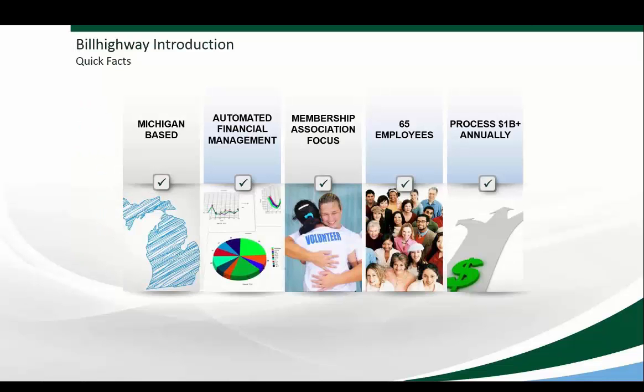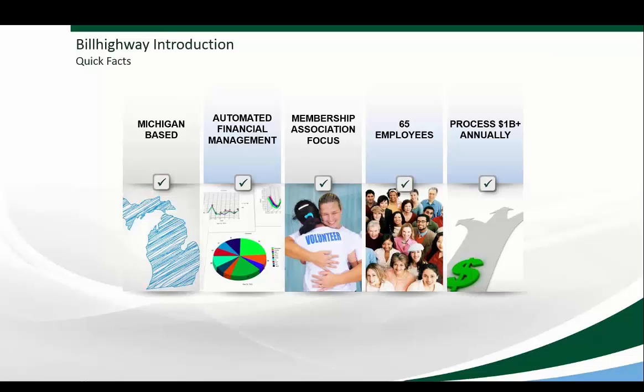So a quick little introduction about Billhighway. We're based in Michigan. We're about 10 miles north of Detroit. We focus on automated financial management solely for nonprofits and membership associations, and we've done that for the past 15 years. We have about 65 employees here at Billhighway, and we process over $1 billion of membership dues payments annually for our clients.